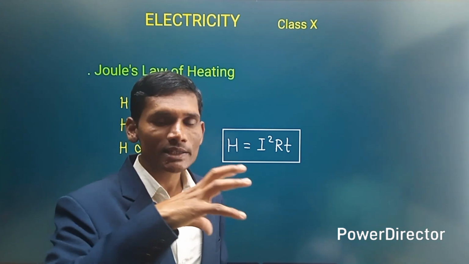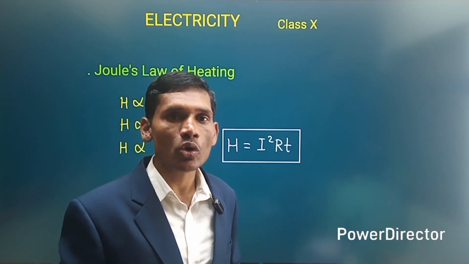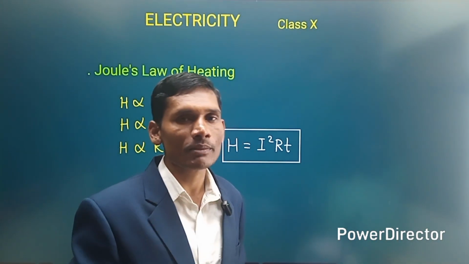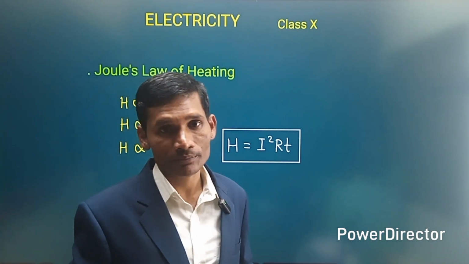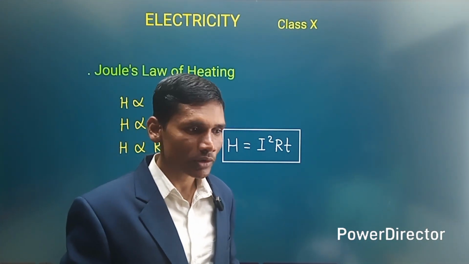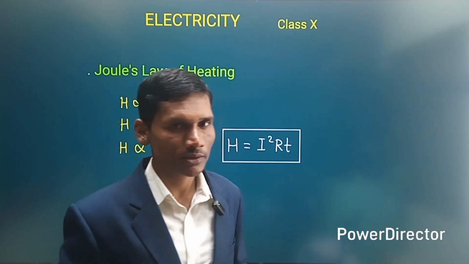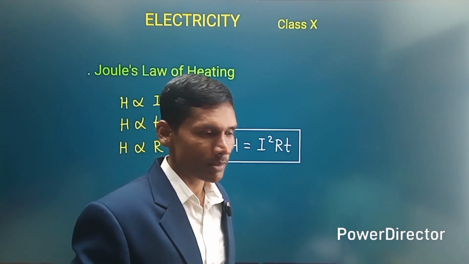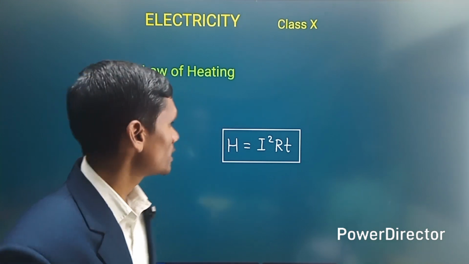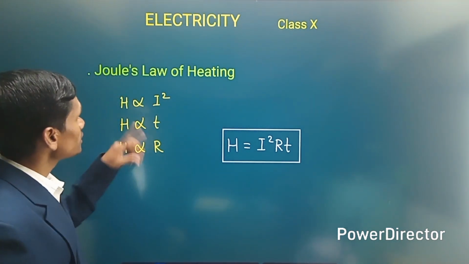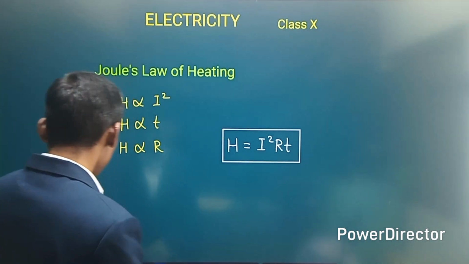When it starts glowing, it gives light. You know that already. It is covered with a bulb casing, and inside that, argon gas is also filled in order to avoid oxidation of the filament. Otherwise it reacts with oxygen and burns. Usually alloys are preferred for making these resistors, because they do not get oxidized easily as compared to individual metals, and their resistance is also higher. So this is all about Joule's law of heating, that is H equals I square RT. This is the expression for Joule's law of heating, remember.